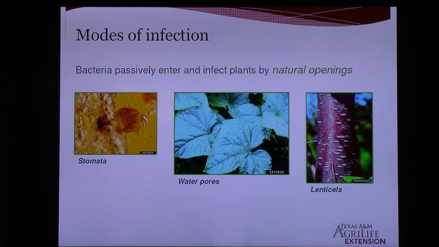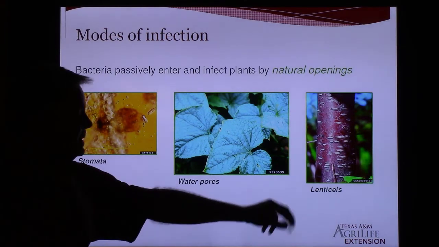But then there are also some natural openings within our plants that we have no control over that allow bacteria to come in. So within the leaves of our plant, we have the stomata. The stomata is kind of what helps those leaves transpire. The carbon dioxide comes in, the oxygen goes out. That's a natural opening in the leaf. Bacteria can get into those. Water pores, those water pores help with the evapotranspiration of water in and out of the plant.